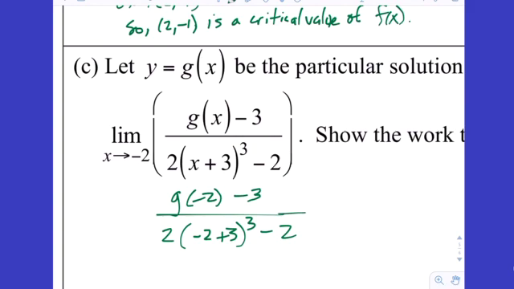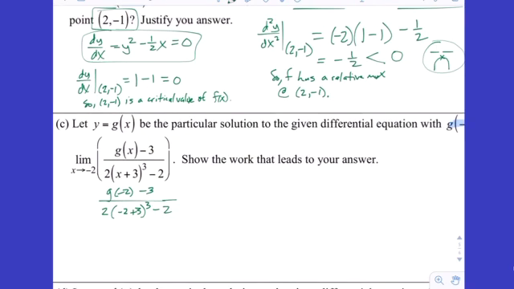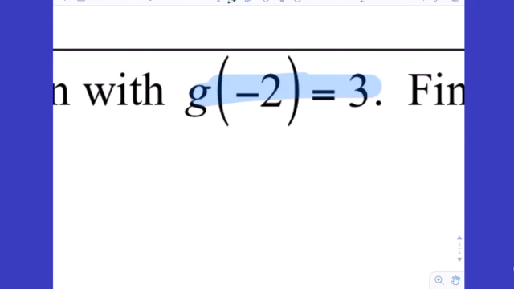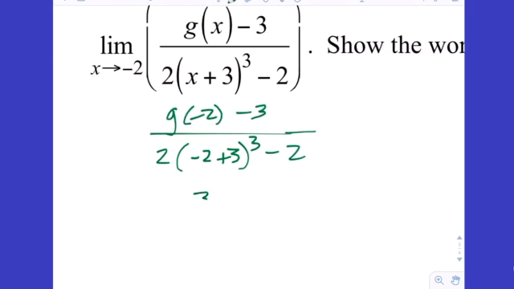Is that an exact answer? Can we stop right there? No, we can't, because we got a g of -2 there. What's g of -2? 3. Okay, 3. So we get 3 minus 3 all over 2 times -2 plus 3 cubed minus 2.